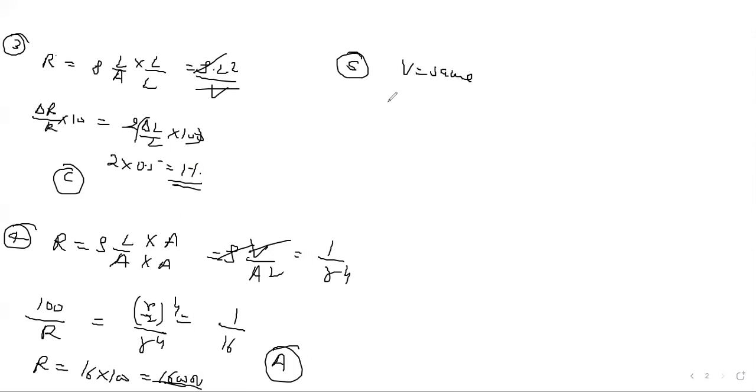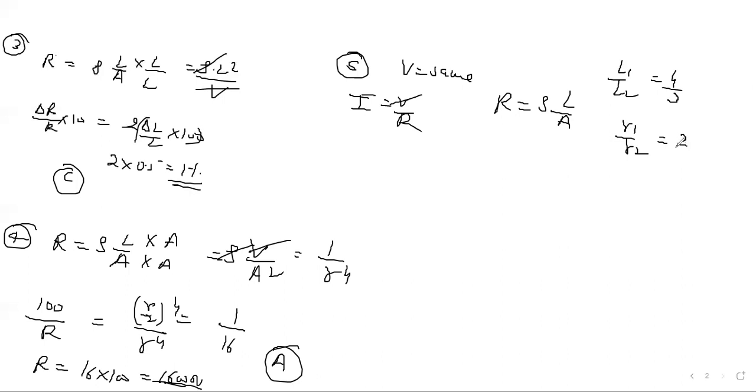Correct. So resistance depends upon what we want to find, actually the current. Current is potential by resistance. Potential is the same because these two are given in parallel. So current directly depends on resistance, and resistance depends on rho L by A. So let's calculate resistance. What is given to us? Length ratio and radius ratio are given. So L1 by L2 is given as 4 by 3, and the radius ratio is given as 2 by 3.